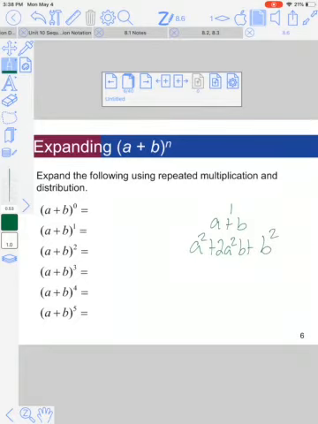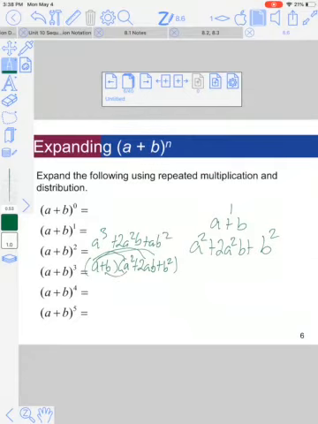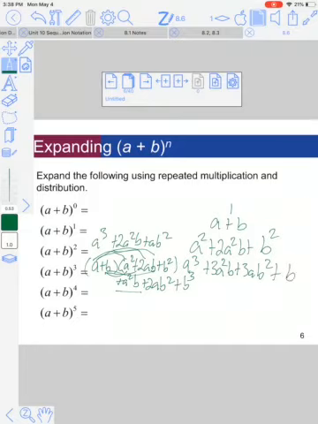To get this one, you could take a plus b and multiply it by a squared plus 2ab plus b squared. Distributing out, you get a cubed plus 2a squared b plus ab squared. Then multiplying here, you would get another a squared b plus 2ab squared, then b cubed. Combining like terms, then, we get a cubed plus 3a squared b plus 3ab squared plus 1b cubed.